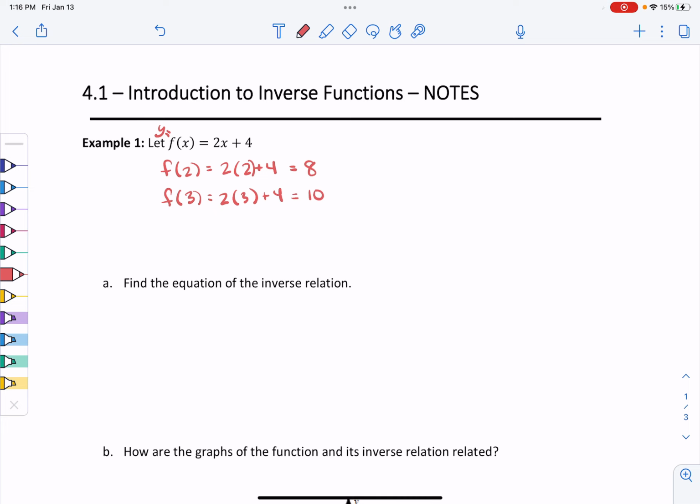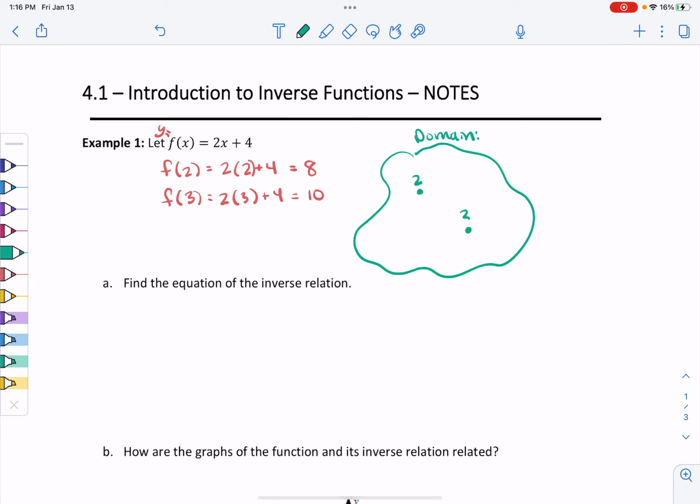So what I'm working with here is my domain, and my domain has all of those numbers that I'm plugging in: 2, 3. It also has everything else that we could plug in for x. I'm also working with a range of numbers, which are the numbers that come out. They're the y's. Domain we always talk about as x, range as y. So my range contains 8 and 10.